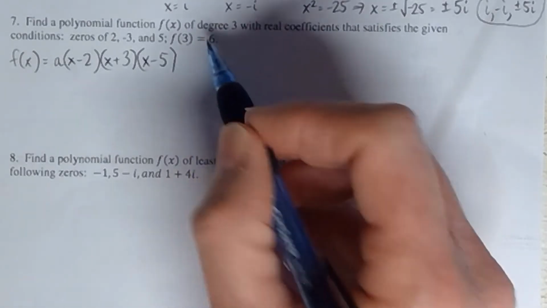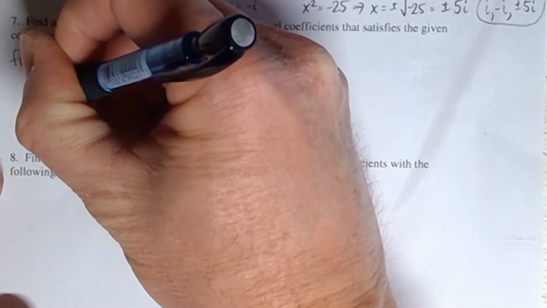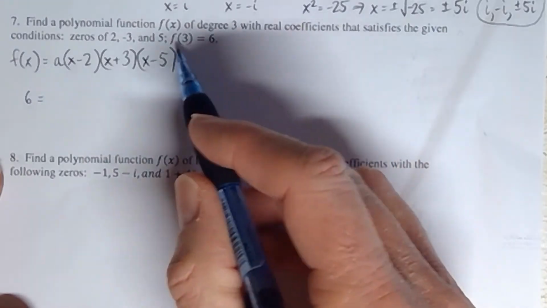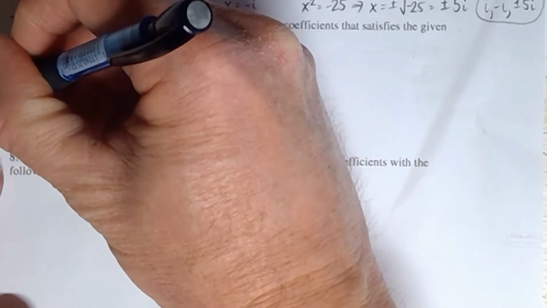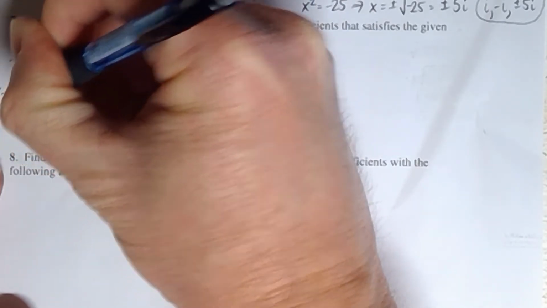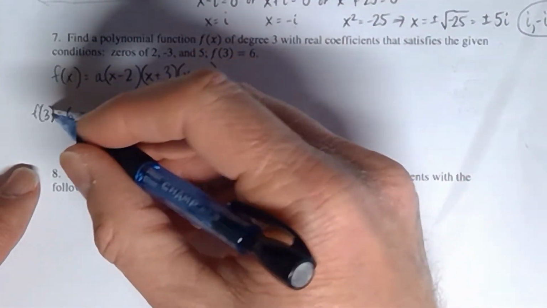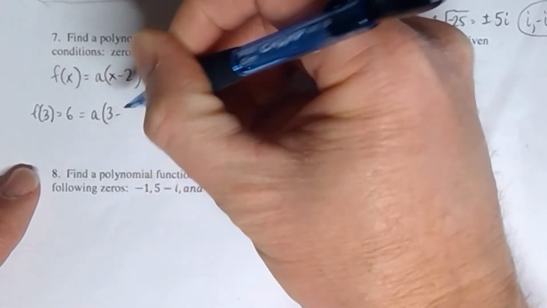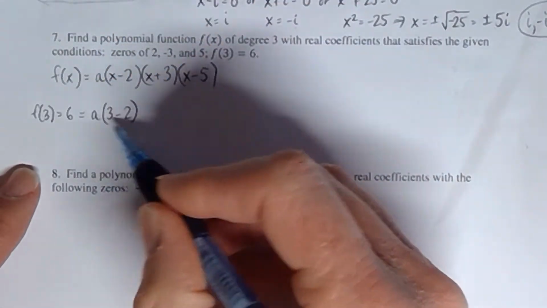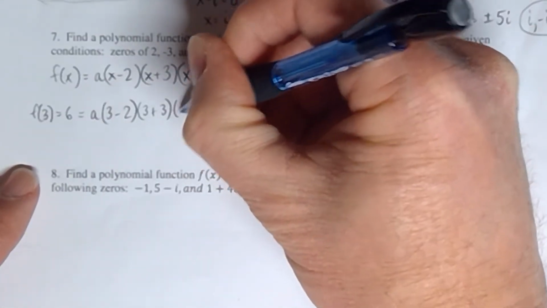When they give you that condition, what they want you to do is plug the 6 into the f of x, because the f of 3 is equal to 6. In fact, let me write this down over here. F of 3 is equal to 6, right? And so, because f of 3 is what happens when you plug in 3, on the other side of the equal sign, we're going to have A times 3 minus 2, 3 plus 3, and 3 minus 5, because you put the 3 wherever the x was.